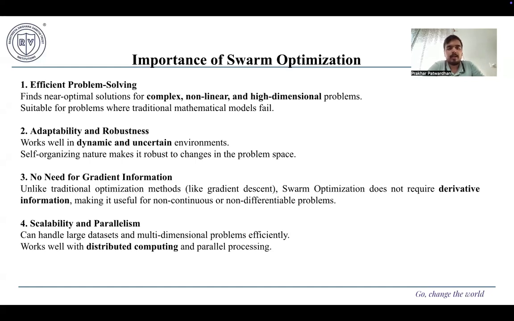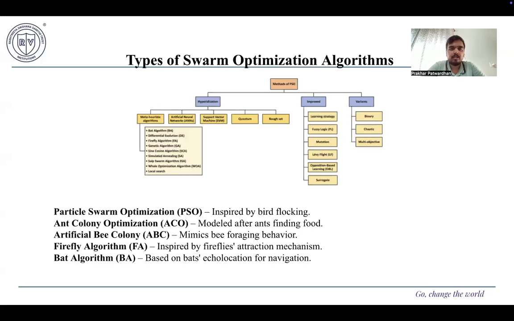Third one is adaptability and robustness. It works well in dynamic and uncertain environments. Its self-organizing nature makes it robust to changes in the problem space. And the last one is efficient problem solving. It finds near-optimal solutions for complex, non-linear, and high-dimensional problems, which is suitable for problems where a traditional mathematical model fails.